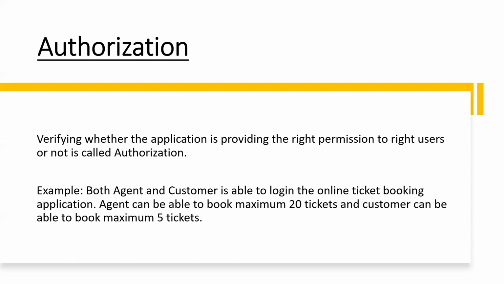So verifying whether the application is providing the right permission to the right user or not is called authorization. In the example I have mentioned, both agent and customer can log in to the online ticket booking application. The agent can book a maximum of 20 tickets, whereas the customer can book a maximum of 5 tickets from his account. So this comes under authorization. Clear?